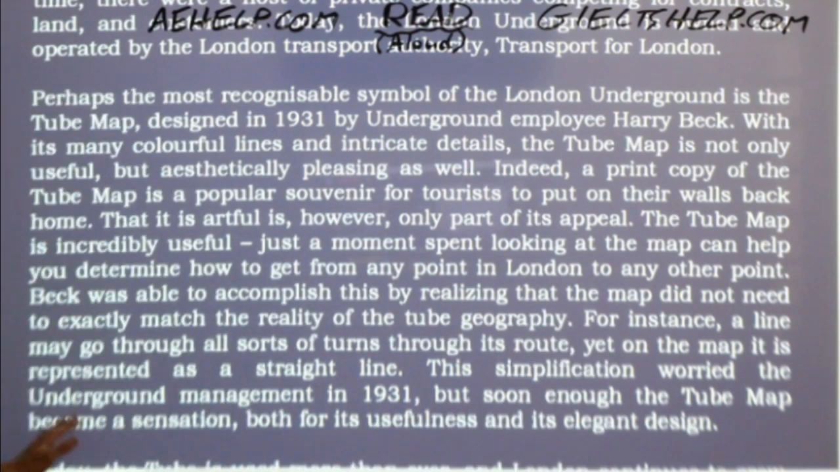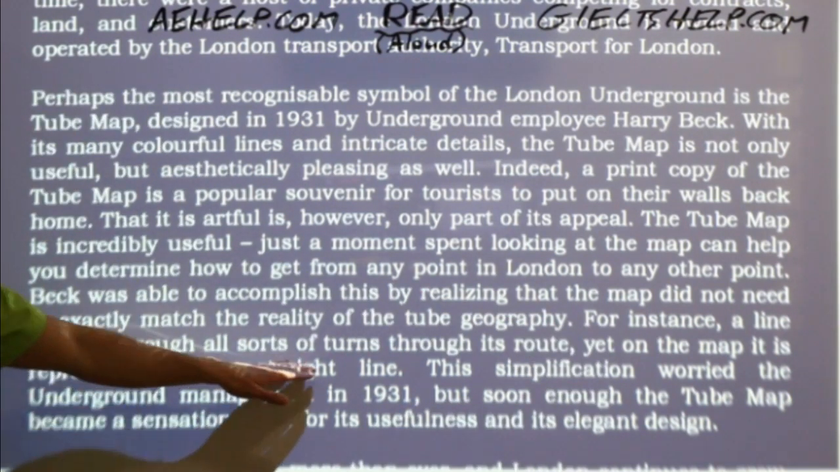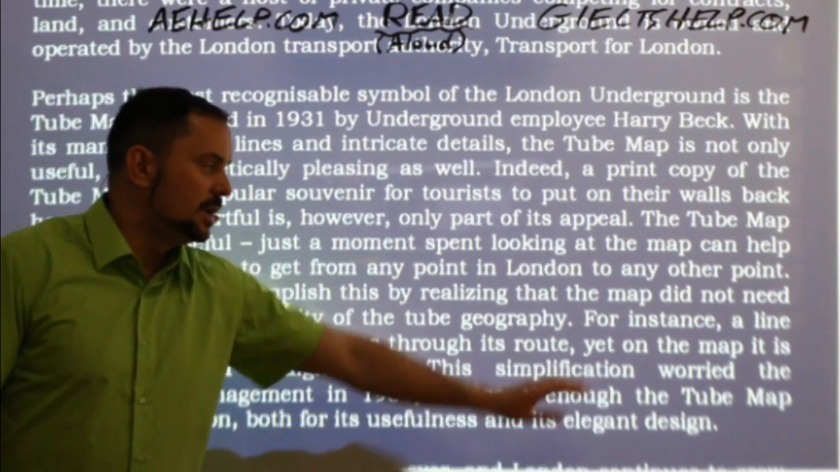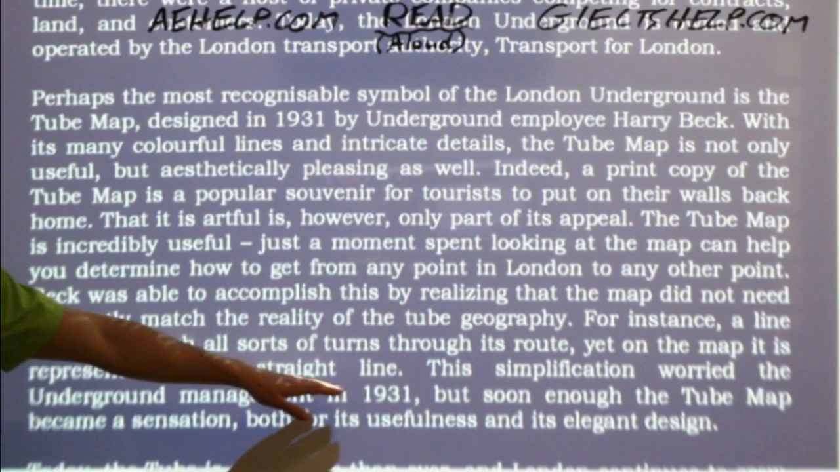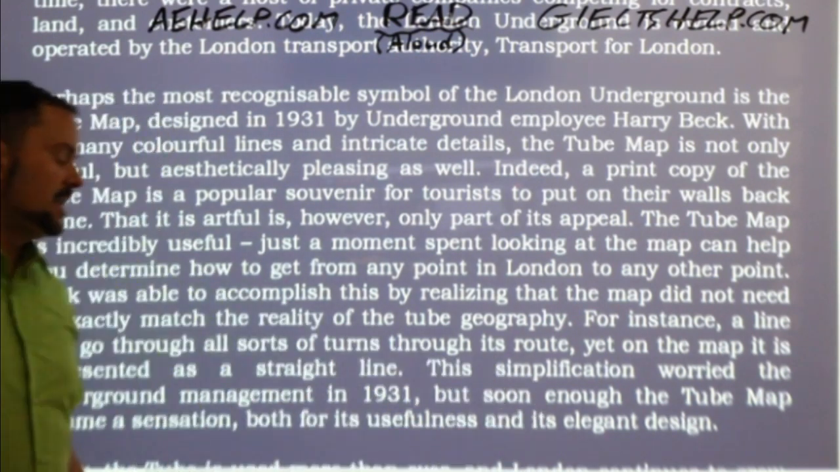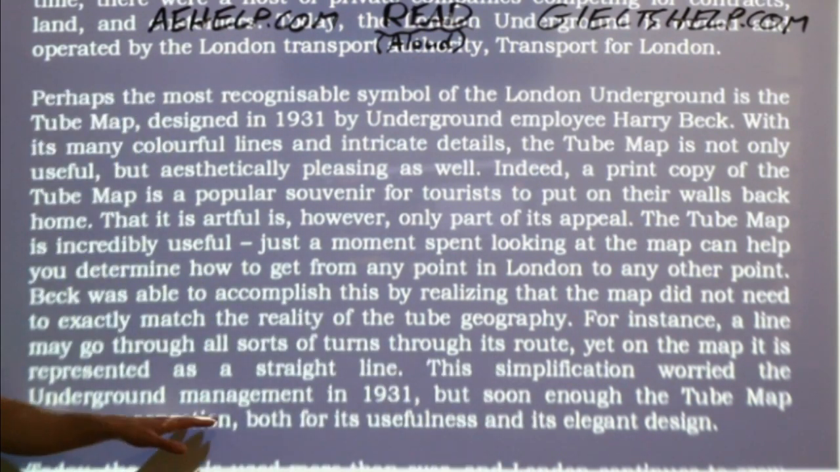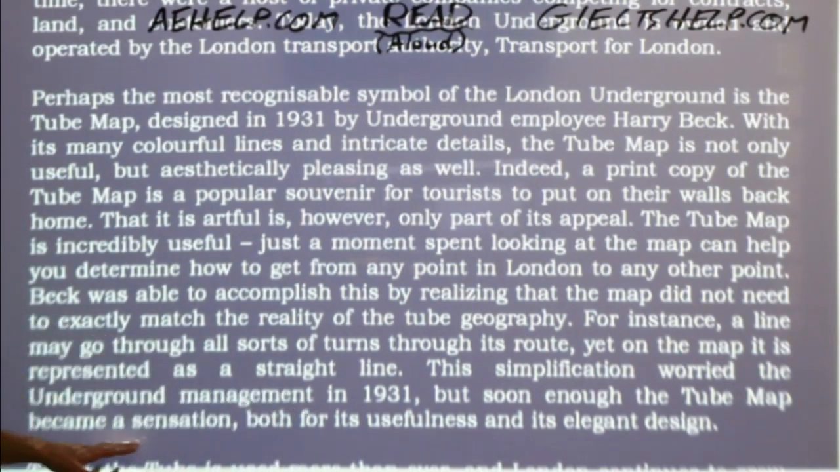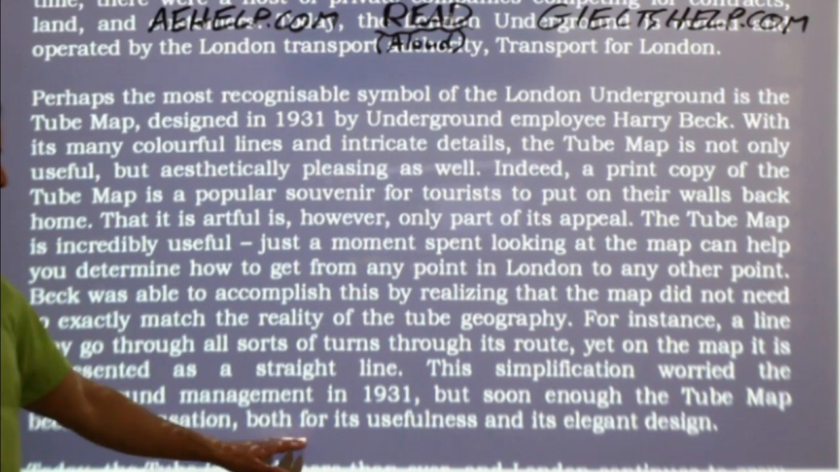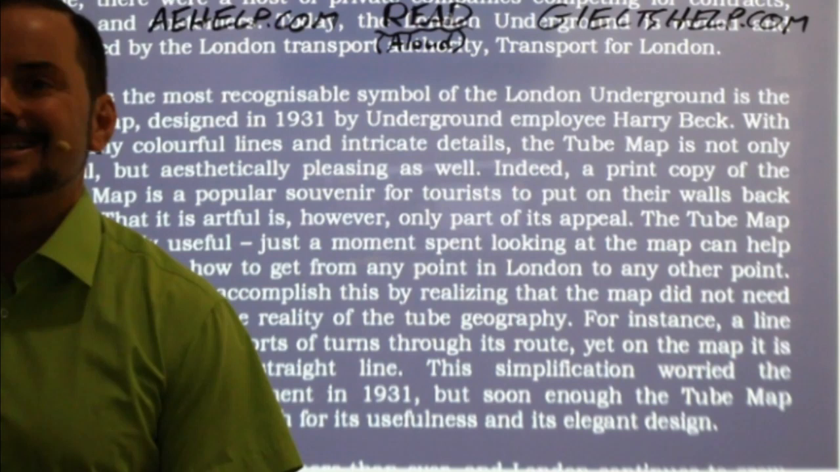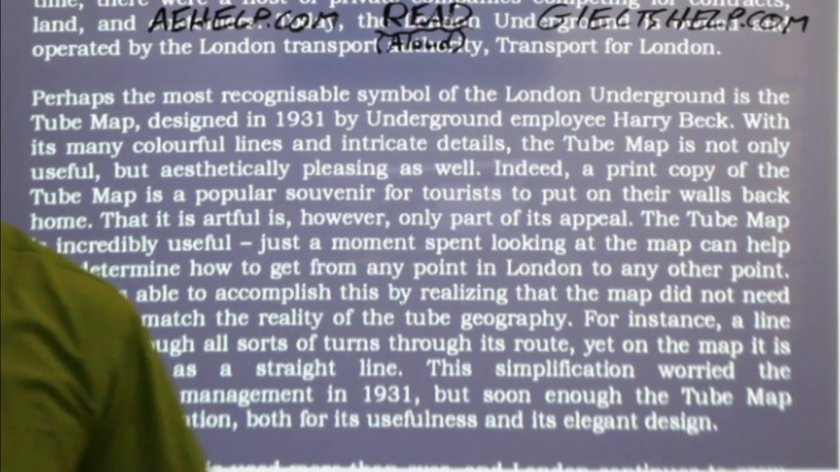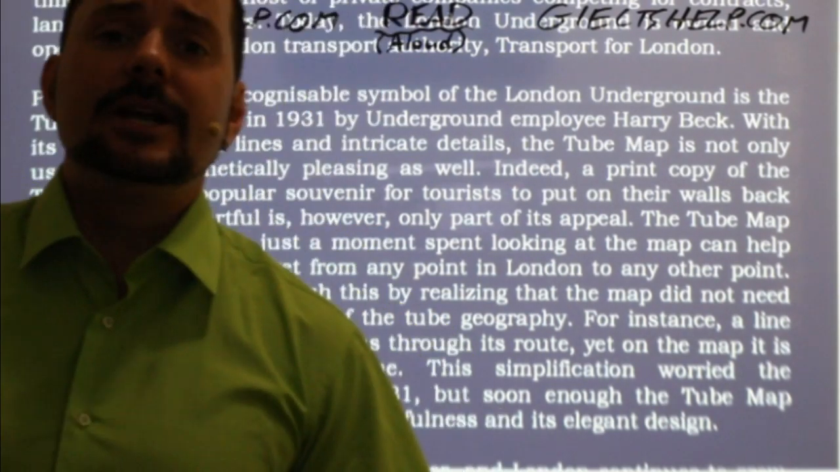For instance, a line may go through all sorts of turns through its route, yet on the map, it is represented as a straight line. This simplification worried underground management in 1931, but soon enough, the tube map became a sensation, both for its usefulness and its elegant design. Well, what are we talking about here?